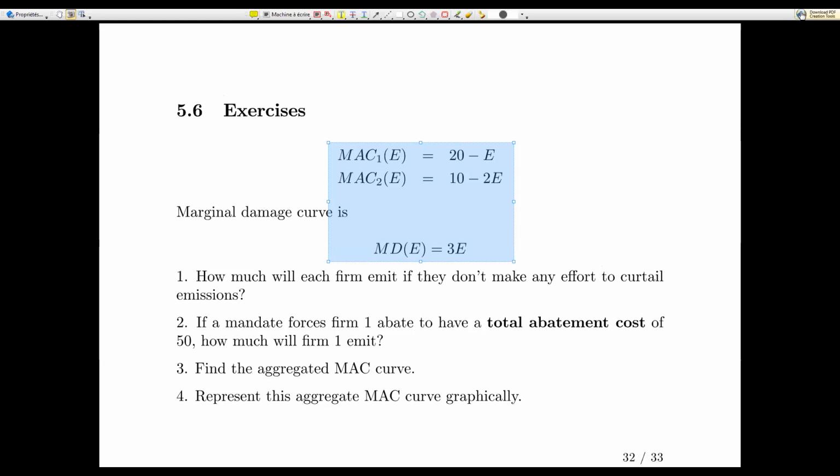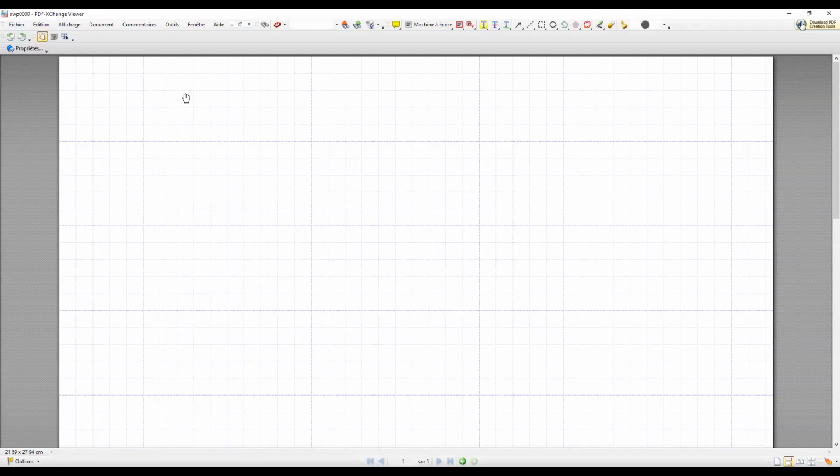Okay, so let me share that screen. Marginal abatement of firm 1 is this. Marginal abatement of firm 2 is this. Question number 1 is how much will each firm emit if they don't make any effort to curtail emissions? So do it, please.